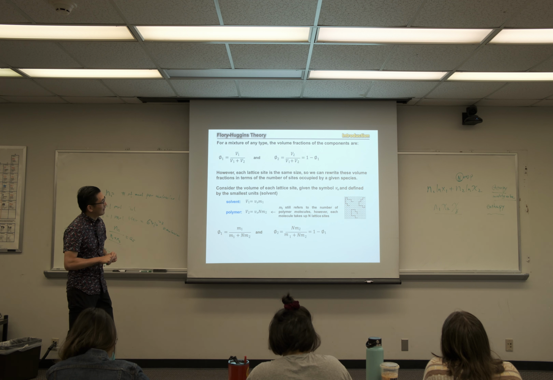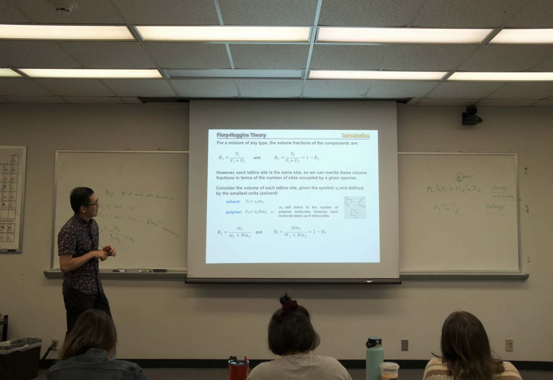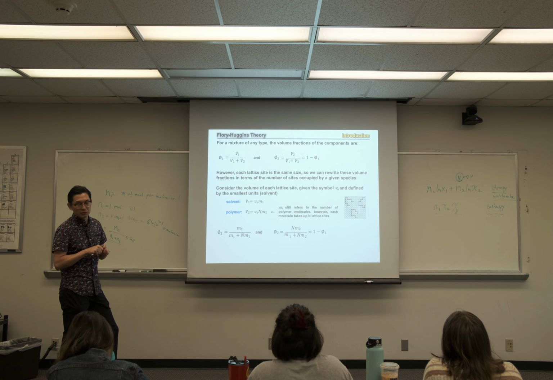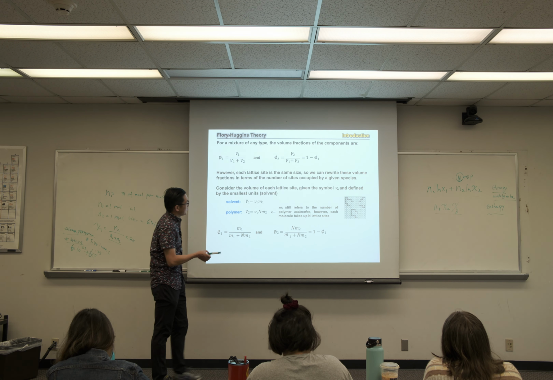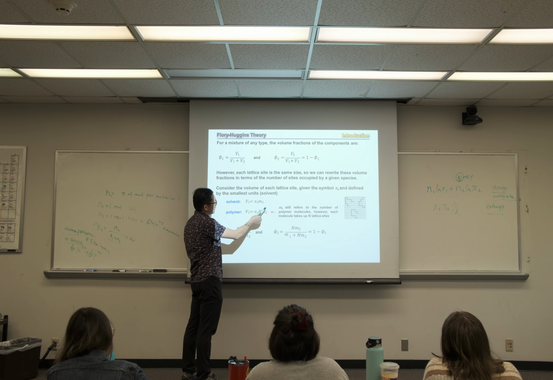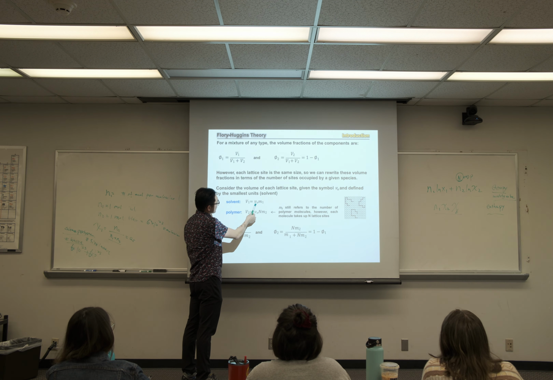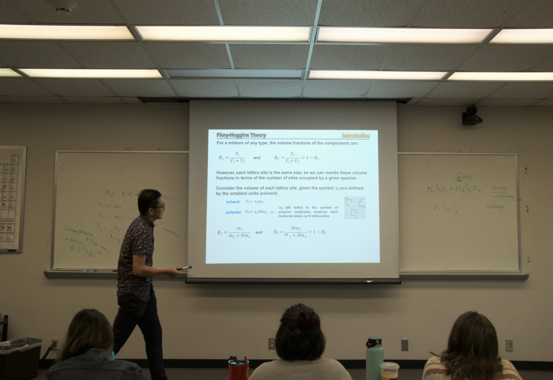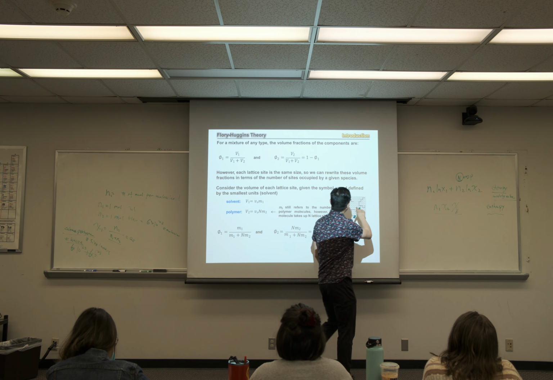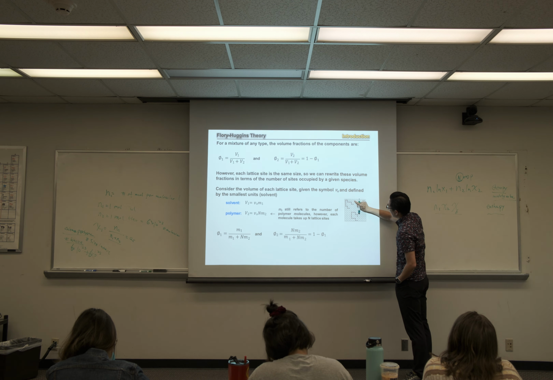So now let's take a look at how much volume the solvent takes and how much volume the polymer would take in the mixture. How much volume the solvent takes is very easy. We assume each lattice site occupies a volume of V0. So V0 is defined as the volume of this tiny white dot.